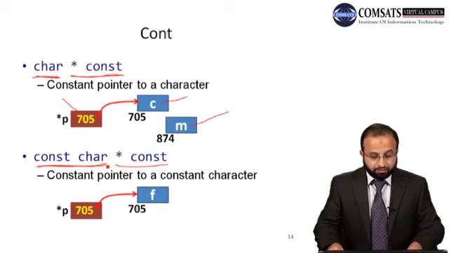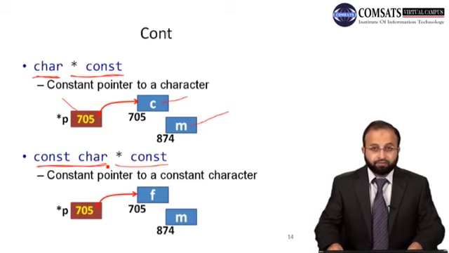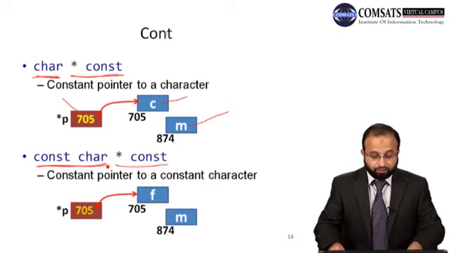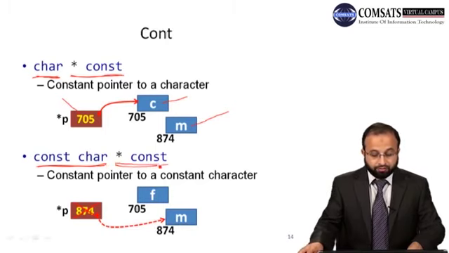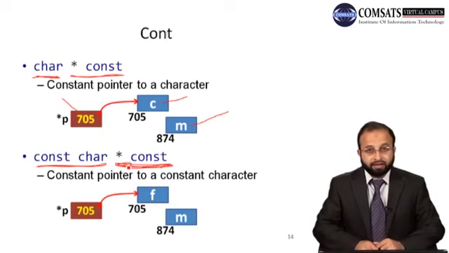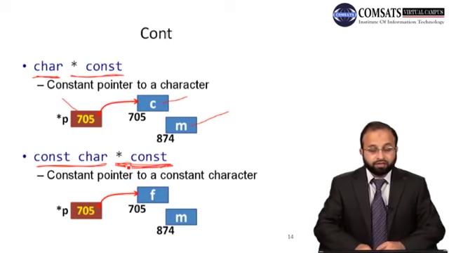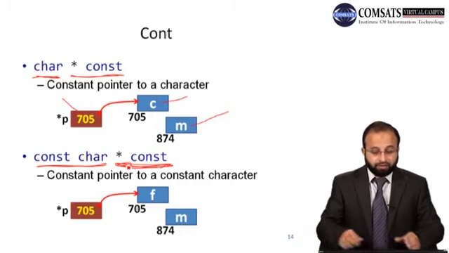Now we have, let's say, another memory location where we have a character M stored, and the address of that memory location is 874. Now if we want to assign that 874 to this pointer, then we think that this connection is established, but this is not allowable because this pointer is a constant pointer, right? So this is not allowable. The value of the pointer will not be changed, it will be 705, that is, it is pointing to the memory location where we have a letter F. So now it is clear to you what is const character static const, right?